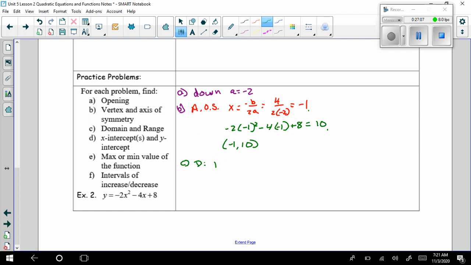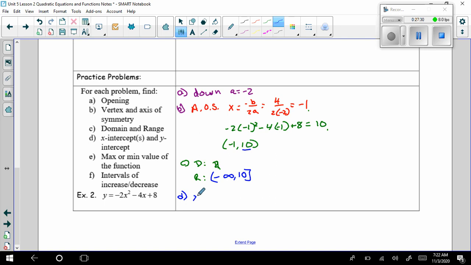C, our domain is all real numbers. Our range, it's open down, so it has a maximum. So our range goes from negative infinity to our maximum y value, which is 10. Right, so we're getting that from there. So all of these we've done without even graphing it.